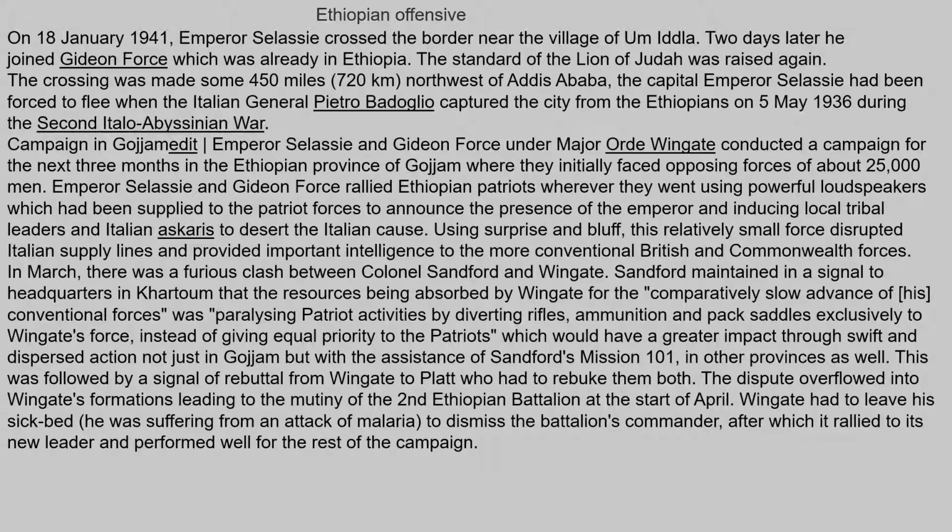This was followed by a signal of rebuttal from Wingate to Platt, who had to rebuke them both. The dispute overflowed into Wingate's formations, leading to the mutiny of the 2nd Ethiopian Battalion at the start of April. Wingate had to leave his sickbed, he was suffering from an attack of malaria, to dismiss the battalion's commander, after which it rallied to its new leader and performed well for the rest of the campaign.